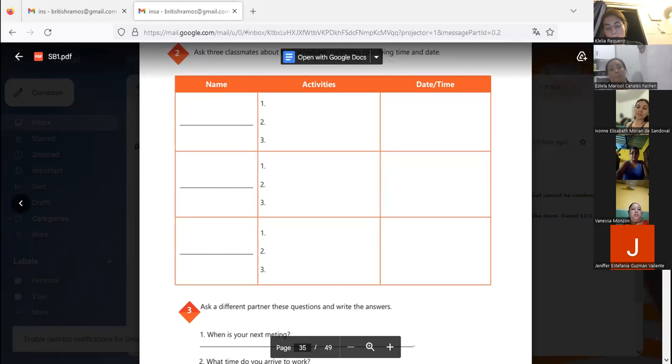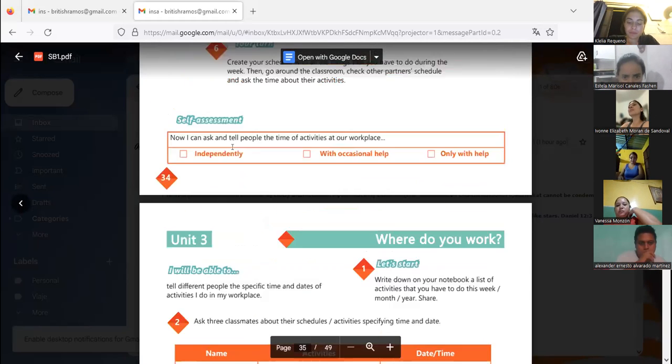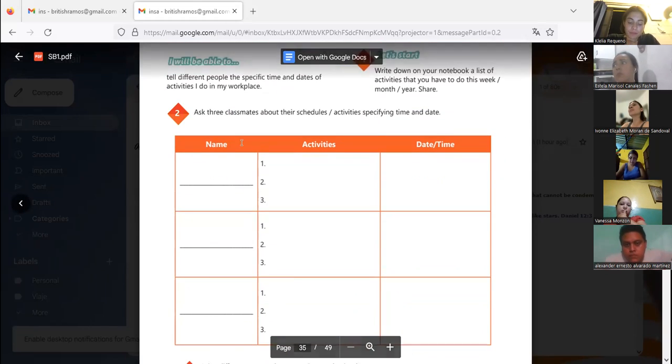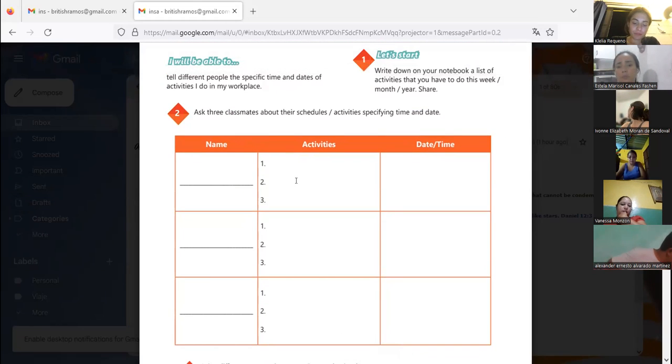Finish, okay, listen, this is what you're going to do. You're going to complete the table. Look at the table on page 35. Name, you're going to write, Yvonne Elizabeth, okay? And then Yvonne is going to dictate the activities, and you copy. So dictate.